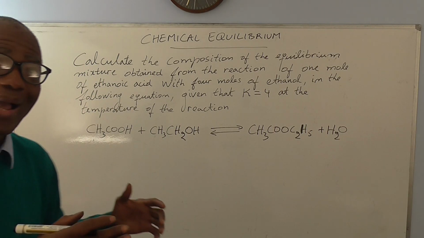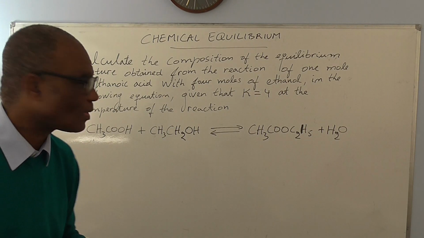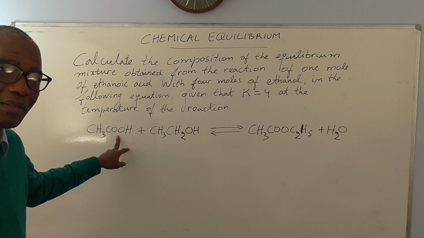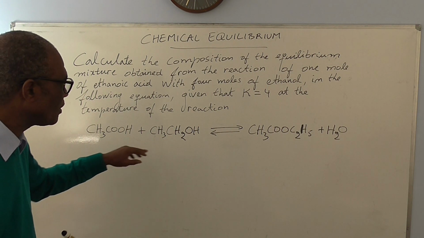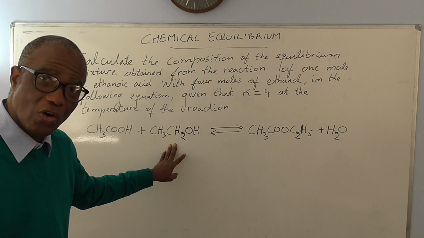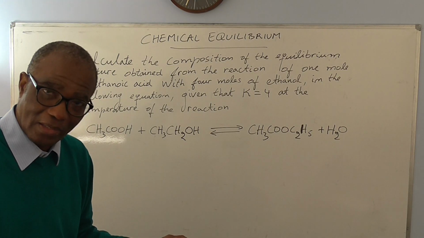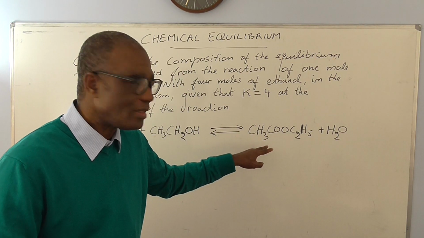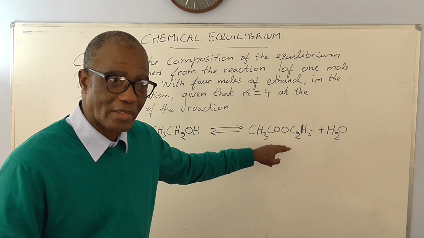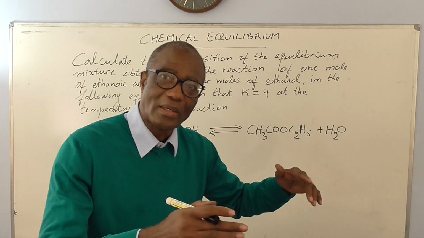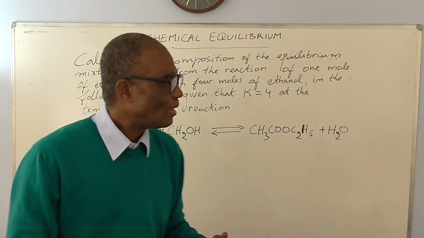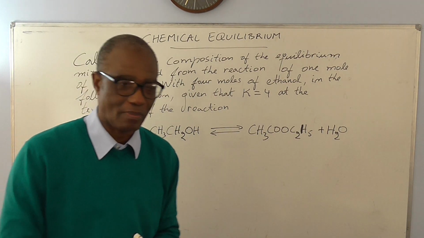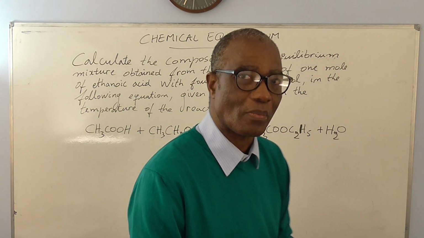That means at the equilibrium, what quantity of ethanoic acid will be left, what quantity of ethanol will be in the vessel, what quantity of ethyl ethanoate, this is an ester, will be formed, and the quantity of water also in the vessel. It is what we need to get.